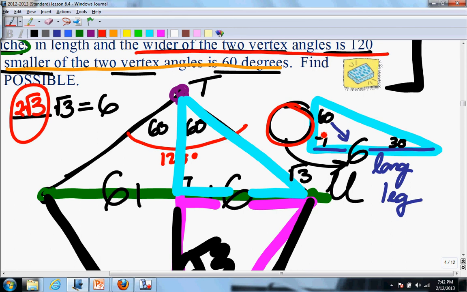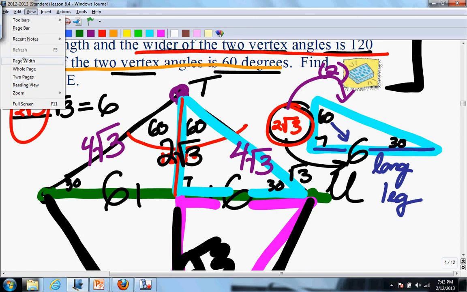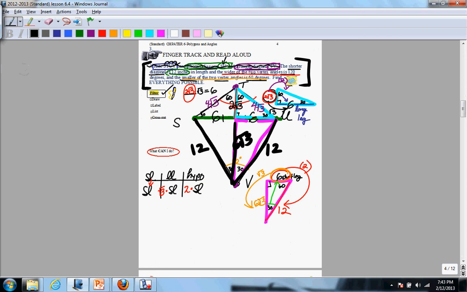Because 2 root 3 times root 3 is 6. So this length right here is 2 root 3. And then to go to the hypo, you simply times by 2. So 2 root 3 times 2 is going to be 4 root 3, which makes this 4 root 3. Okay, so once again, just like a rectangle, when you're told something has the properties of a kite, you have a lot of information going on there.